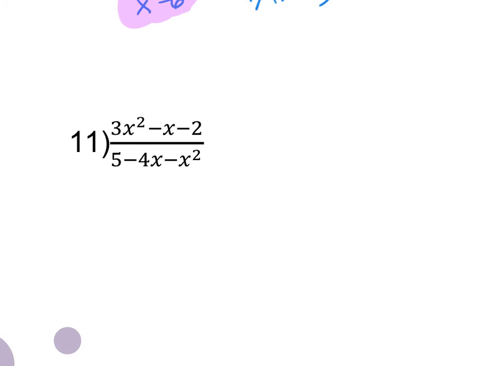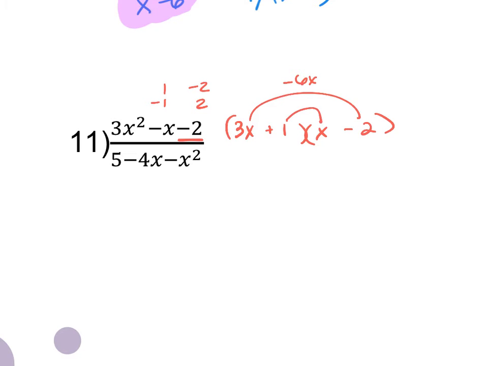All right, 11. Now I've got another term on the front, but again, it's prime, so it's probably easier to do trial and error. Let's do it. 3x and x. And then it's a negative 2, which means it's either positive 1, negative 2, or negative 1, positive 2. So let's try plus 1 minus 2. Outer is negative 6x. Inner is x. That does not give me a negative x. So I switch them.